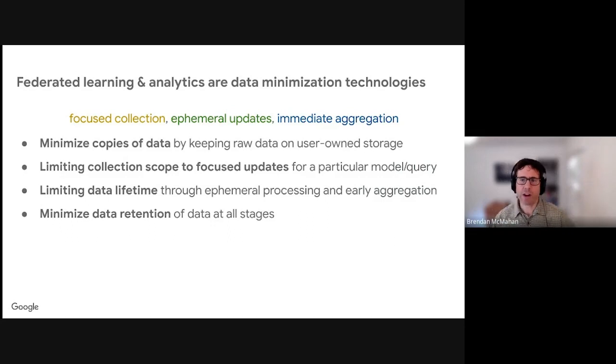So fundamentally, federated learning and analytics are data minimization technologies. They encode principles like focused collection, ephemeral updates, immediate aggregation, and so on. So we want to minimize the copies of data that are kept in different parts of the system. We want to limit the collection of data, or what's sent to the server, to focused updates that are intended to improve a particular model or answer a particular query. We try to limit data lifetime and process data as early as possible, boil it down to the essential bits as soon as possible. And then we minimize data retention through all stages of processing in a federated system.